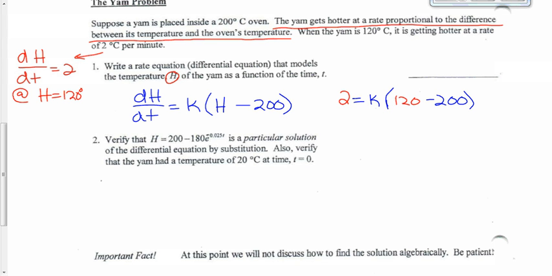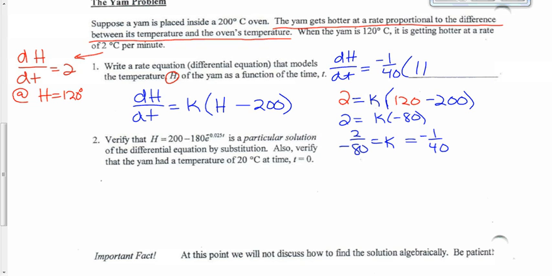So I hope you can see what I've substituted in, and that's just what I have written in red. So now I need to solve for K, and when I work this out, I get 2 is equal to K times negative 80, and I have 2 divided by negative 80 is equal to K, which is negative 1 over 40, and I'm just going to leave it like that. So that's how I'm going to write my differential equation, replacing the K. And this is my differential equation. dH/dt is negative 1 over 40 times the quantity H minus 200.